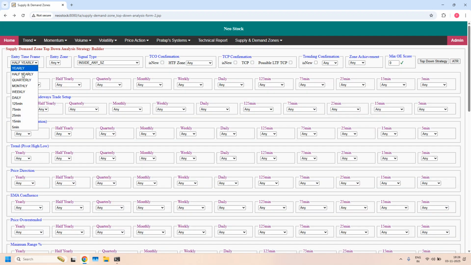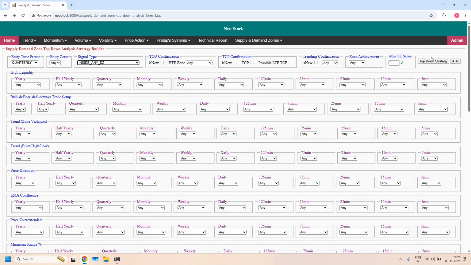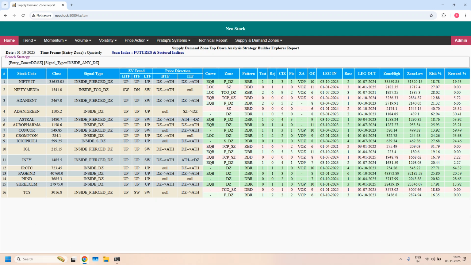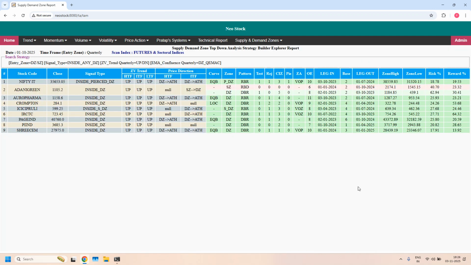Next time frame is quarterly, price closed inside the quarterly demand zone, we got 16 stocks. Let's further filter this list based on EMA confluence at quarterly demand zone having quarterly EMA confluence. At the same time, trend on the quarterly should not be sideways. It can be up or down trend. We got 9 stocks.